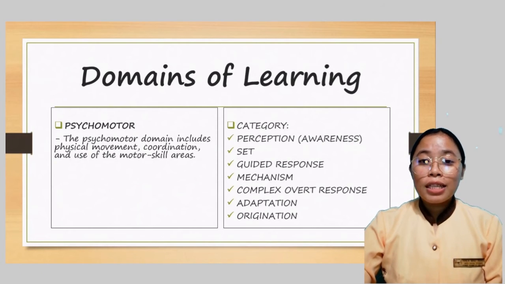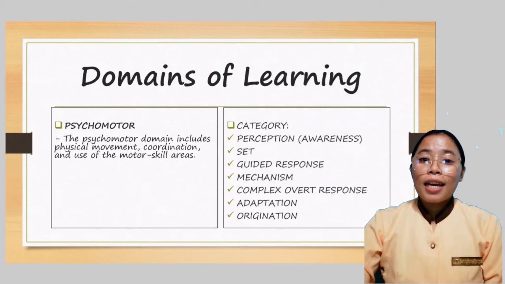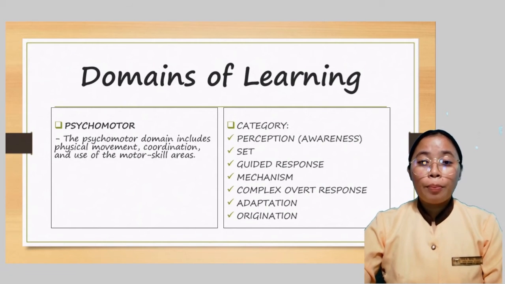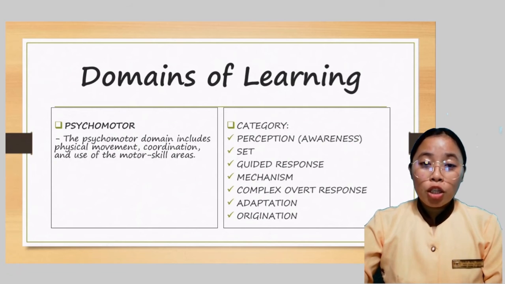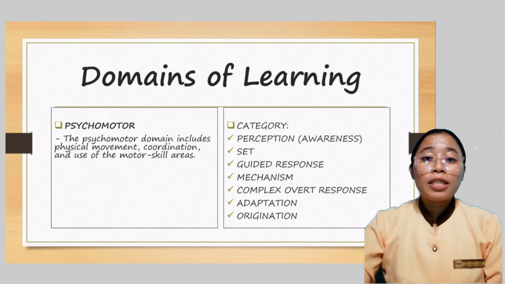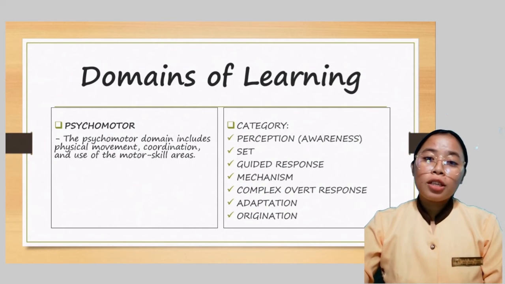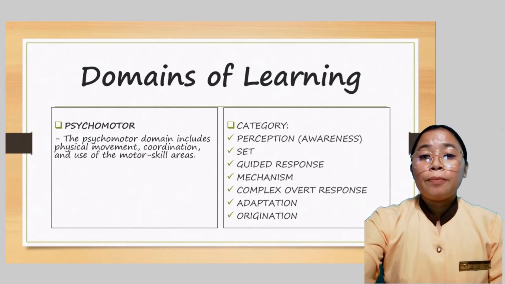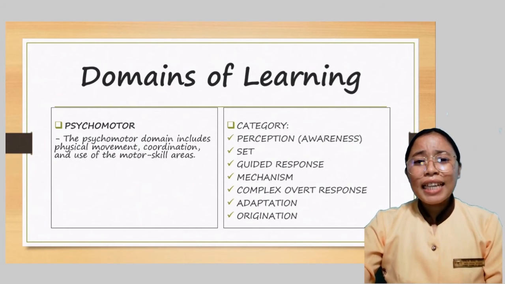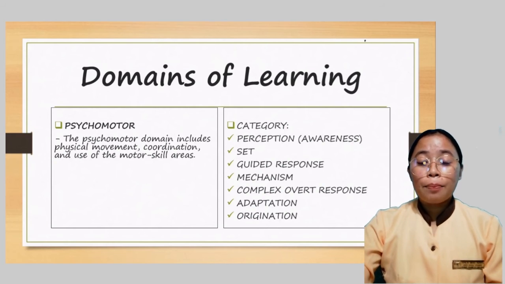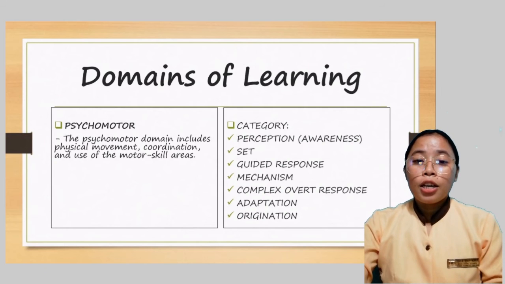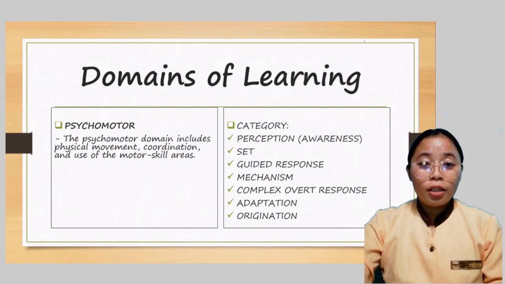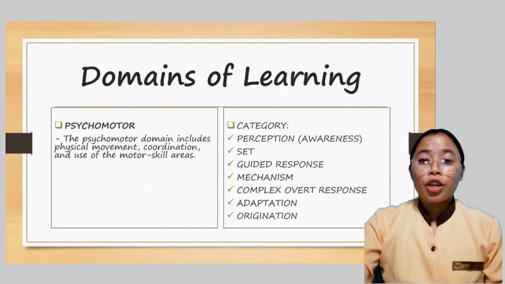So the first level is perception or awareness. It is the most basic level of being able to process sensory information, for example, the things we see, hear, and smell, and respond to it accordingly. This includes the ability to use sensory cues to guide motor activity. The second level is set. It is the readiness to act upon a series of challenges. This includes physical and emotional sets. This psychomotor subdivision is closely related to responding, which is a subdivision of the affective domain.